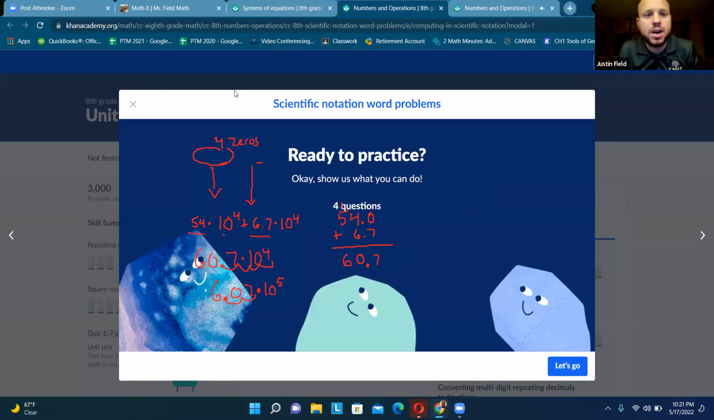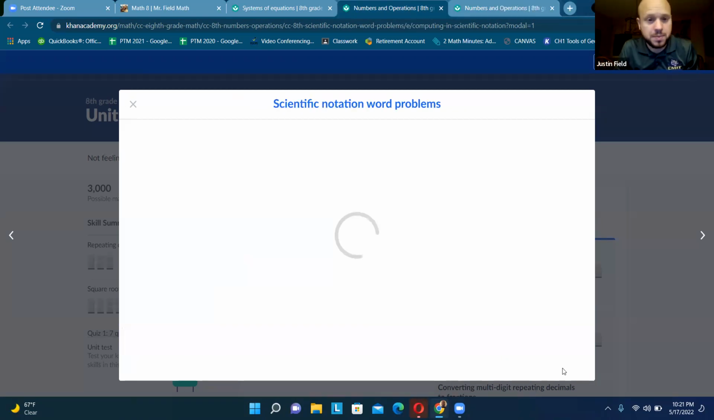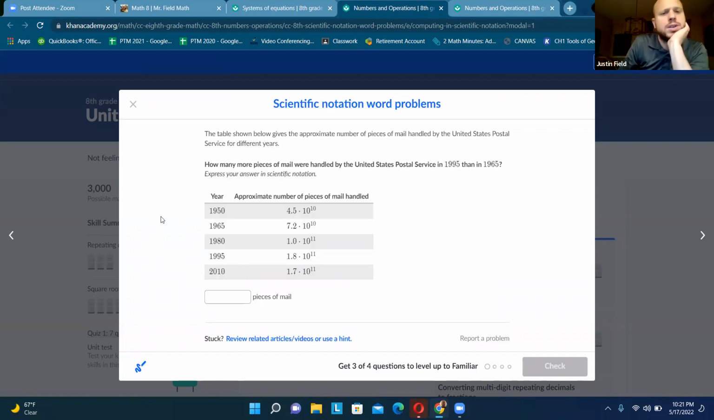Okay, now let's talk about the word problems. So with word problems, we may be adding, subtracting, multiplying, or dividing. So we're going to figure out what it is, then we're going to set up that problem and solve it. Then look for our keywords.